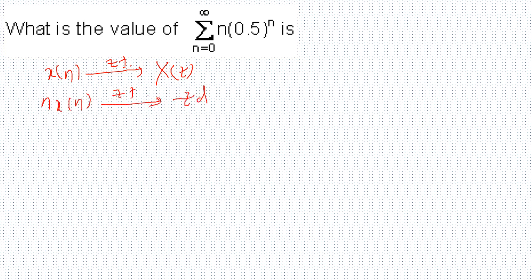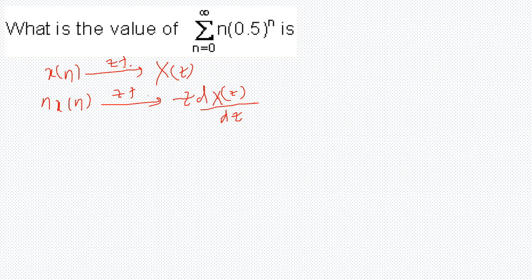Here, if we know some of the properties of Z transform, that will come very handy to us. So let us say x of n has a Z transform of X of z, then we know that n x of n has a z transform of minus z dX(z) over dz. Okay, this is a property which should be known.